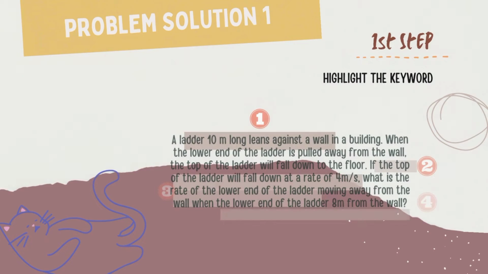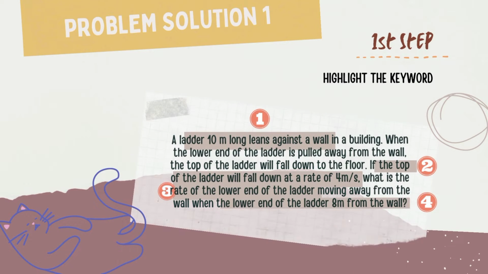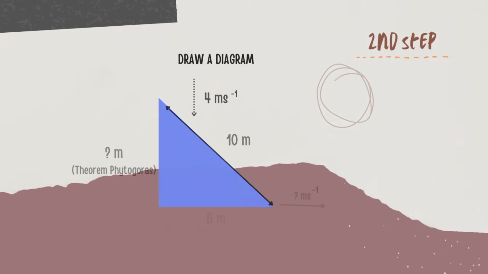Problem solution. First step, we need to highlight the keywords. The first keyword is ladder 10 meters long leans against a wall. The second keyword is the top of the ladder will fall down at a rate of 4 meters per second. The third keyword is rate of the lower end of the ladder. And the fourth keyword is the lower end of the ladder 8 meters from the wall.